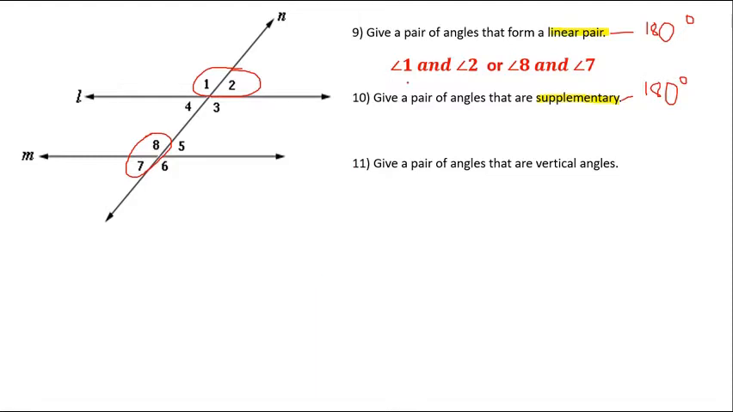So again, we could use the same ones from 9, or we could give other angles. So here we could also say angles 5 and 6. And again, we could say 8 and 7 again, because linear pair and supplementary, here they both mean that they add up to 180 degrees.